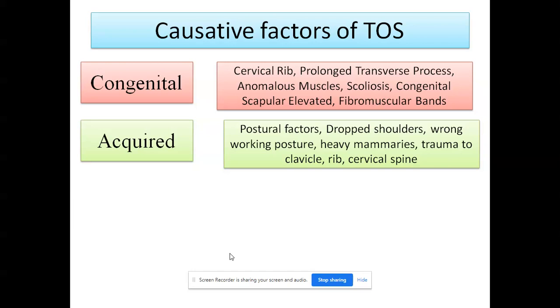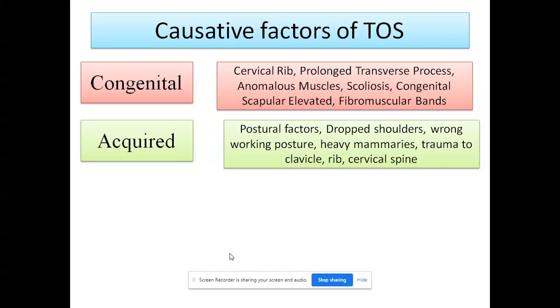Heavy breasts, usually seen post-delivery, can lead to stretch in the pectoralis minor muscle, which can further cause compression of the neurovascular structures passing beneath it, thus leading to TOS.